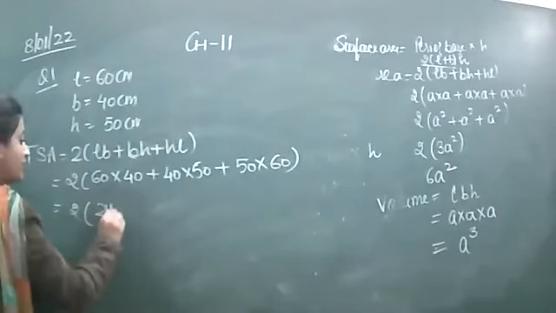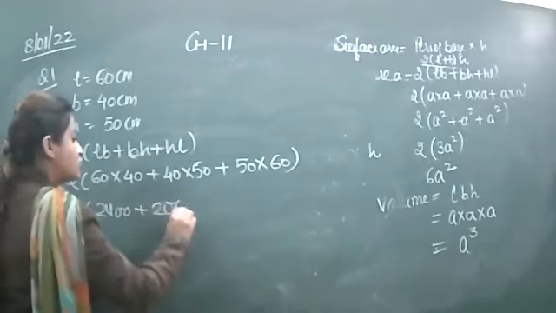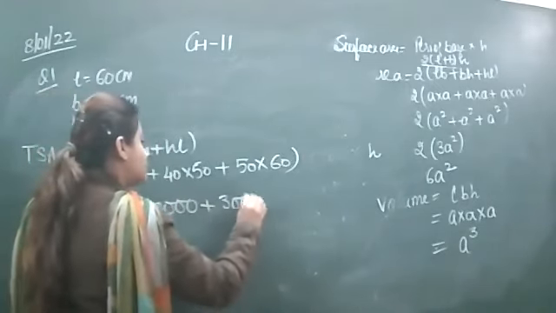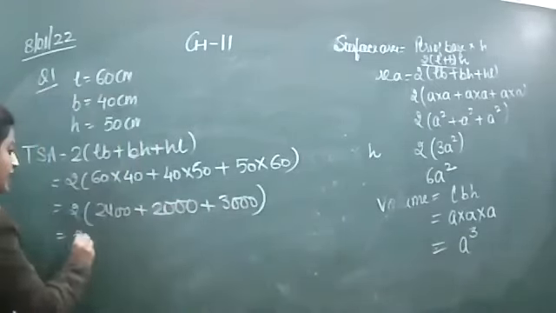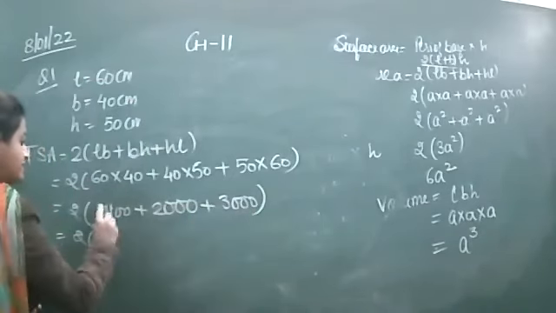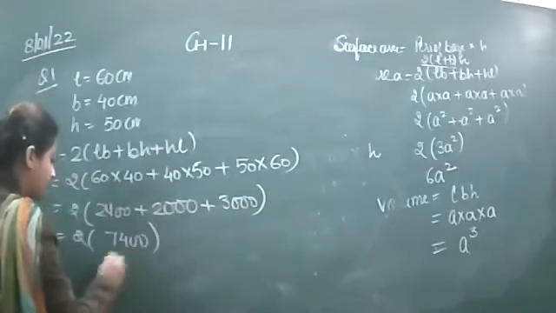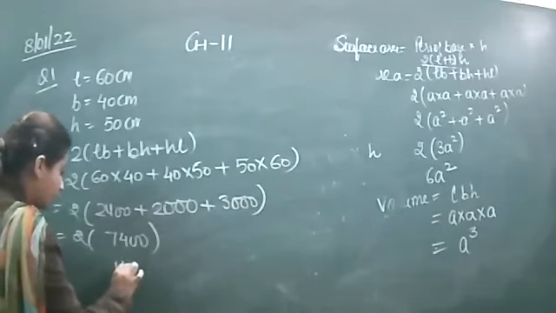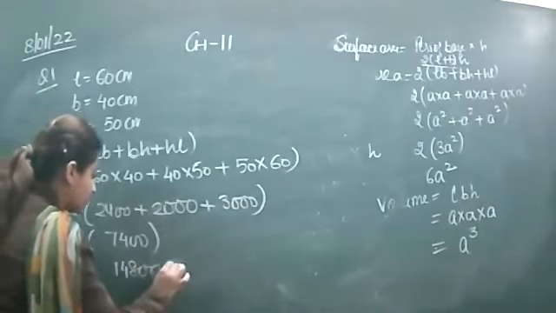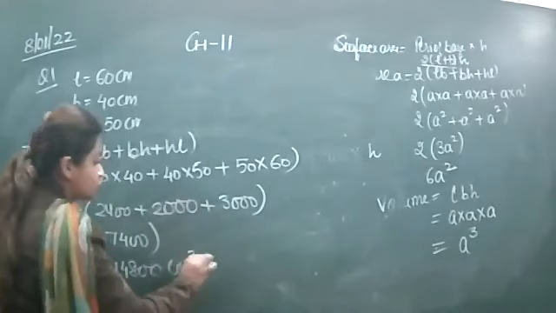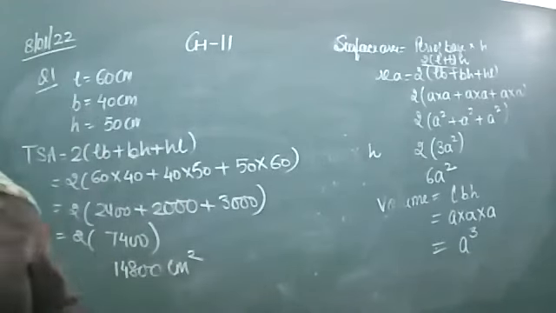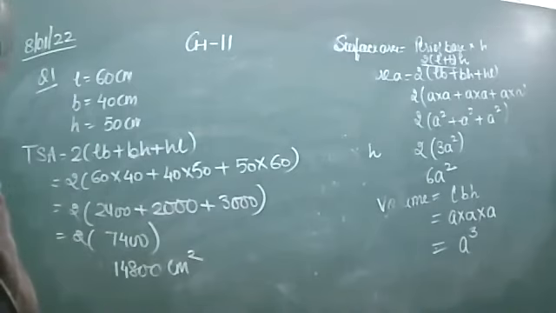Multiply this, 2400 plus 2000 plus 3000. Now multiply, add them all. 5, 6, 7, 7400, 14800 centimeters square. This is the material required to make the first box.